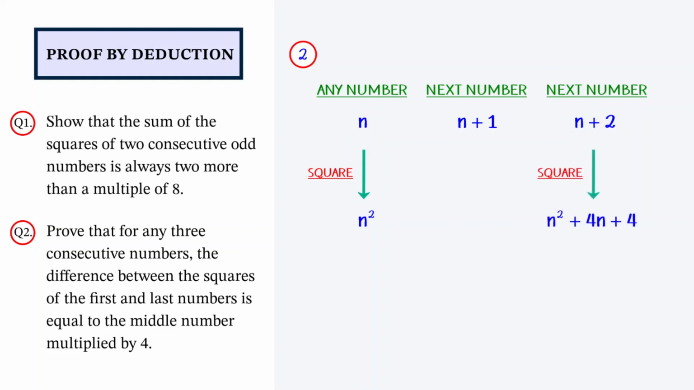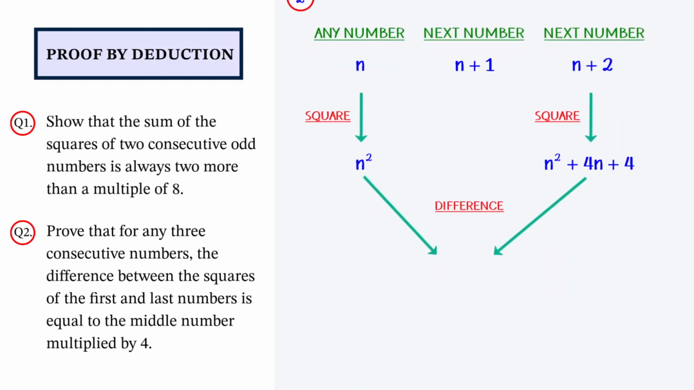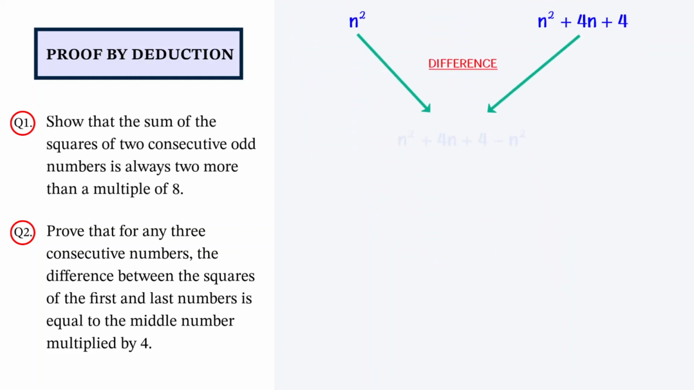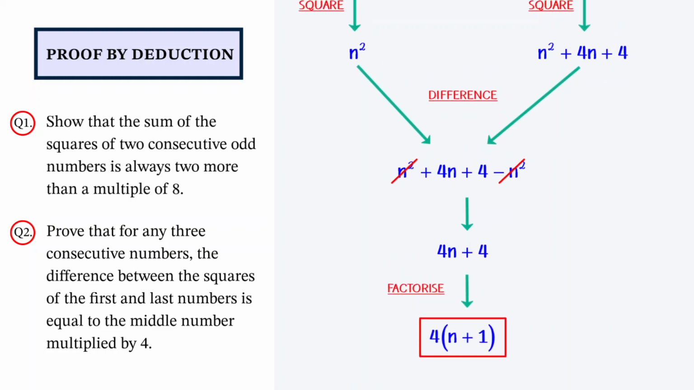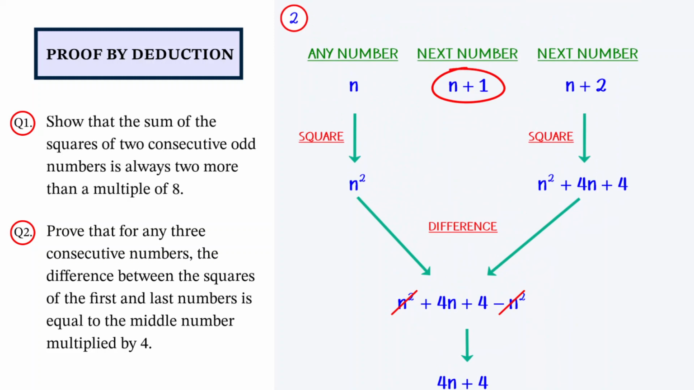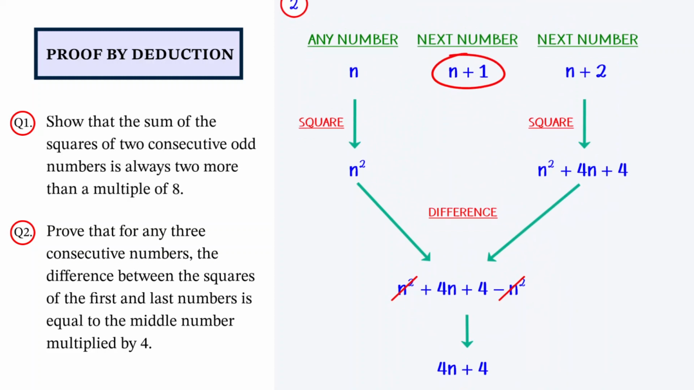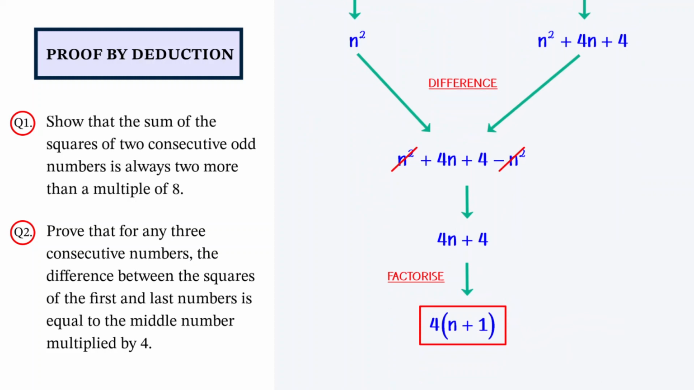We can now work out the difference by subtracting one from the other. And so we get n squared plus 4n plus 4 minus n squared, which gives 4n plus 4, because the n squared terms cancel. And we can now factorize this to give 4 multiplied by n plus 1. And as you can see, this is 4 times as big as the middle term, which was n plus 1. So this proves the original statement.